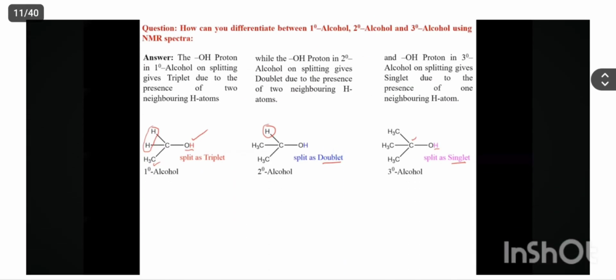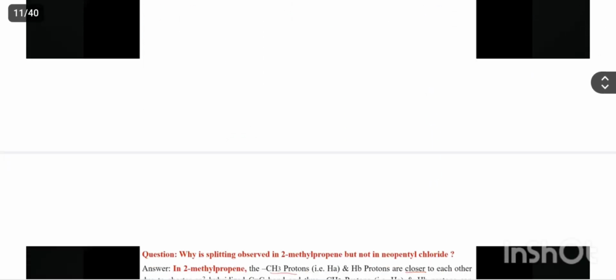How can you differentiate between primary, secondary, and tertiary alcohol using NMR? The OH proton in primary alcohol gives a triplet on splitting due to the presence of two neighboring hydrogen atoms, while the OH proton in secondary alcohol gives a doublet due to the presence of one neighboring hydrogen atom. And the OH proton in tertiary alcohol gives a singlet, as there is no neighboring hydrogen atom.